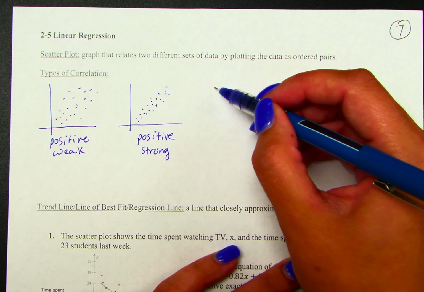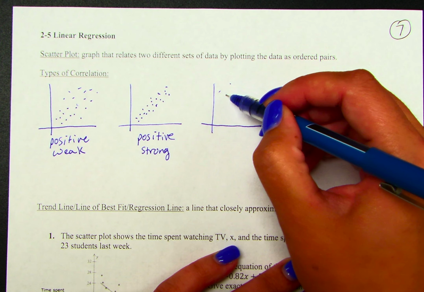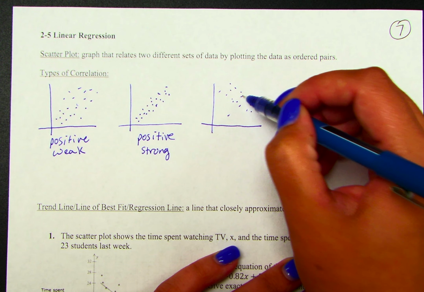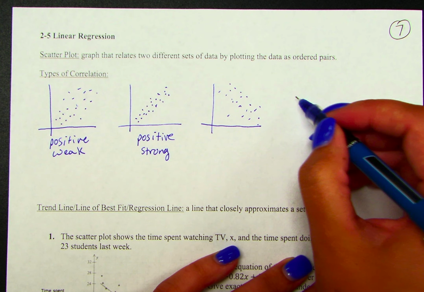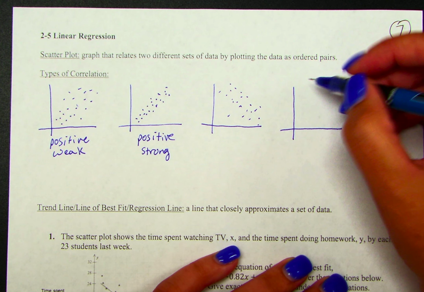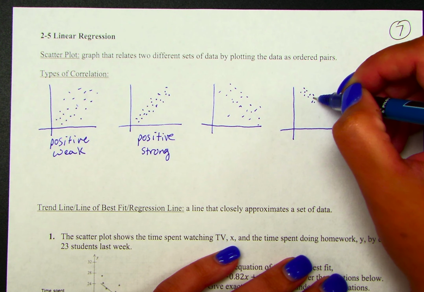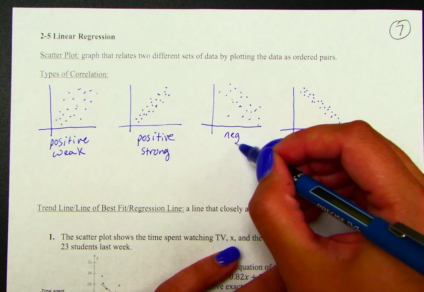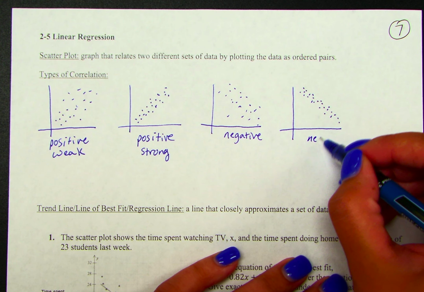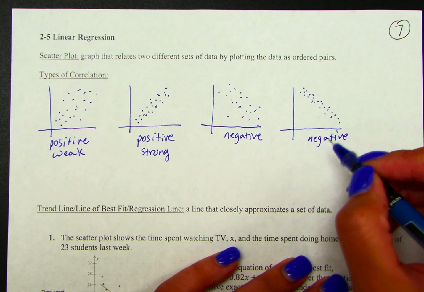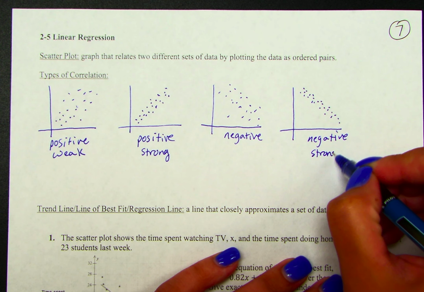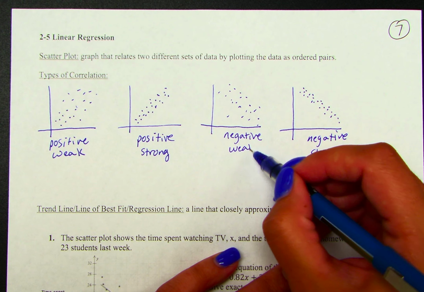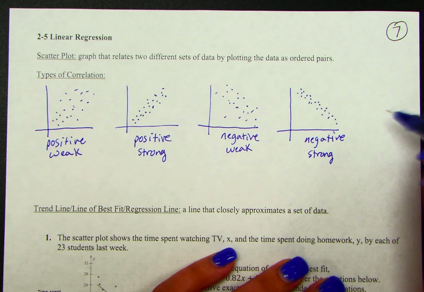On the other hand, I could have something that looks like this, or something like this, where again the points are a little bit tighter. Because they're both sloping down, we would say that this is a negative correlation for both of these. The ones that are closer together we would consider a strong correlation, and this one would be a weak correlation.